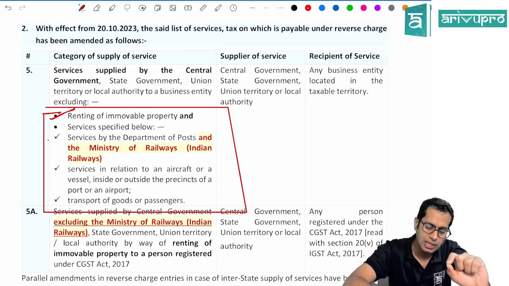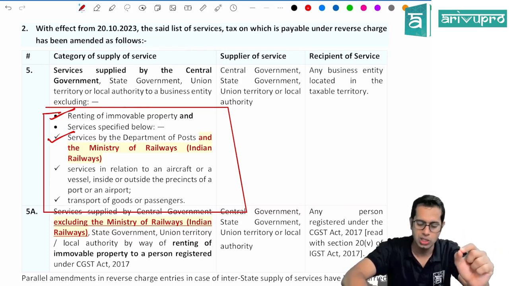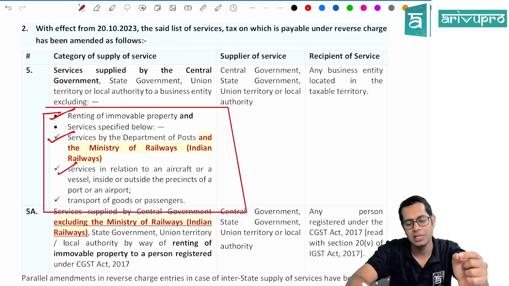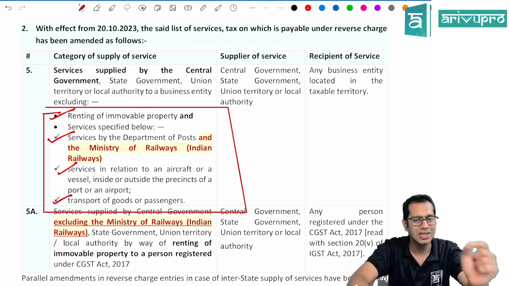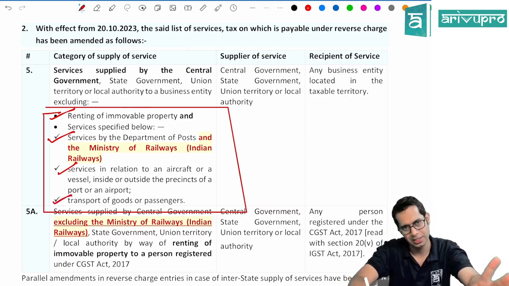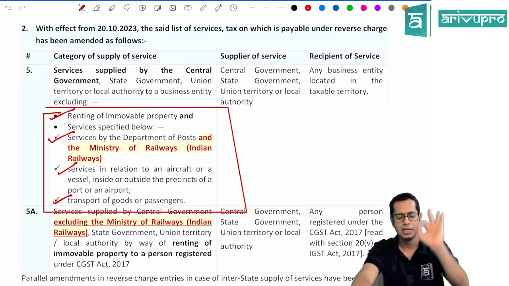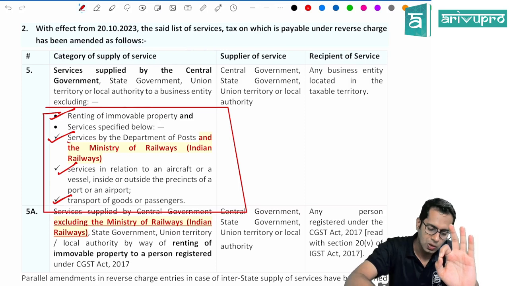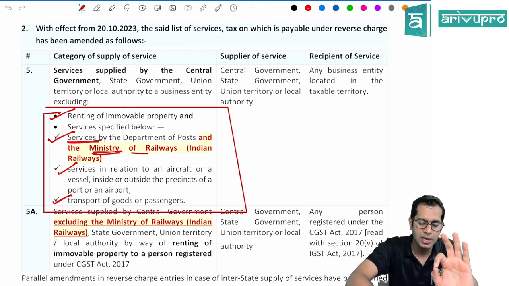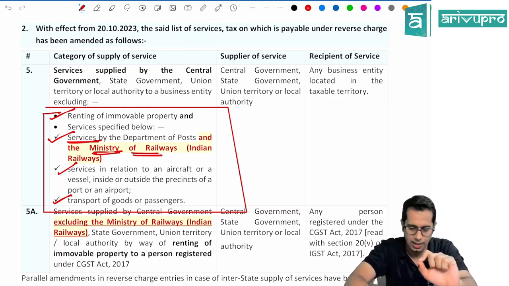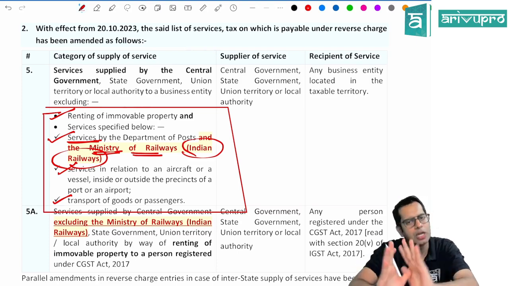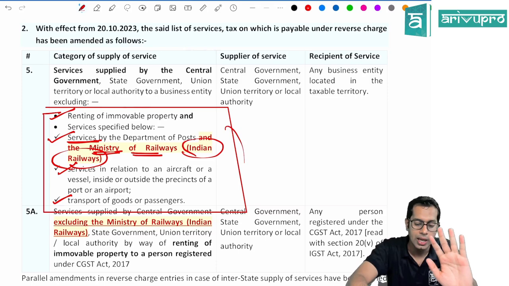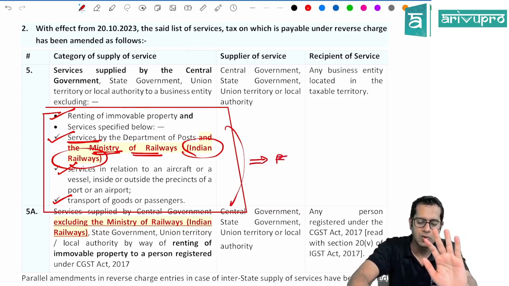Similarly, if services are given by Department of Post, if services are in relation to aircraft and vessel inside or outside the port or airport, and if the services are related to transportation of goods or passengers. Here they have added one more point. In simple words, they have added one more point in this particular category, which is services given by Ministry of Railway or services given by Indian Railway. So Indian Railway is giving services to any person. It will be taxable under forward charge mechanism.